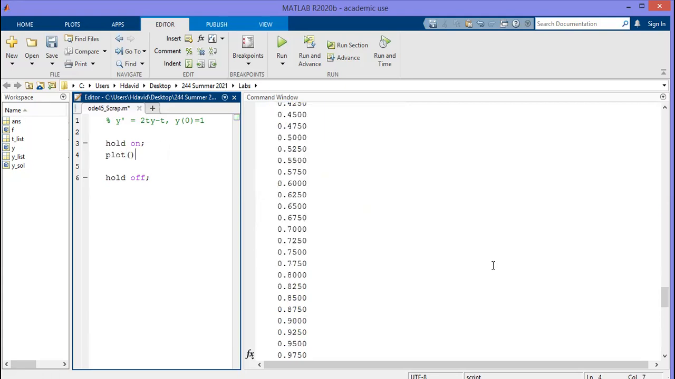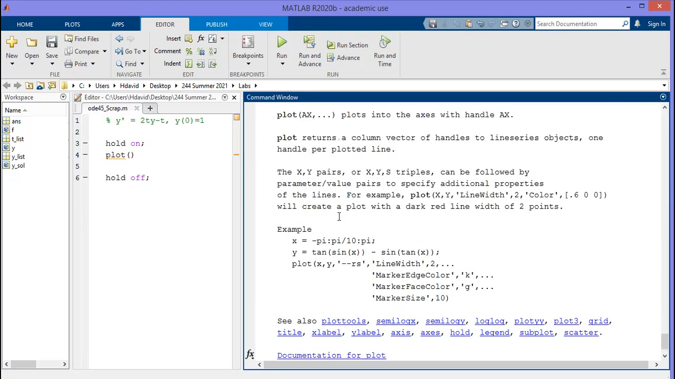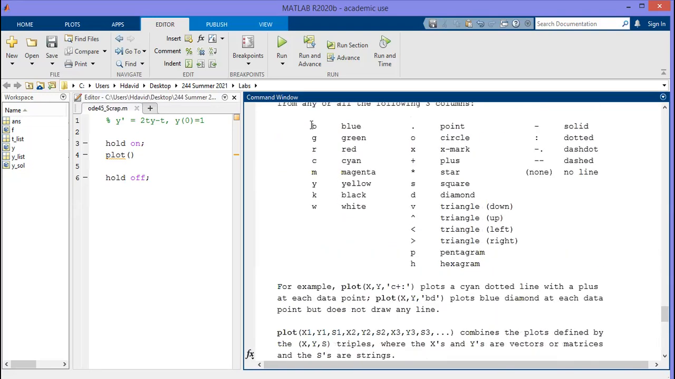So I don't remember exactly all the plot stuff. I mean, I do, but I'm just illustrating it. I'm going to ask MATLAB for help. How are all the different ways I can plot things? So the things I was looking for were these colors and nice designs.